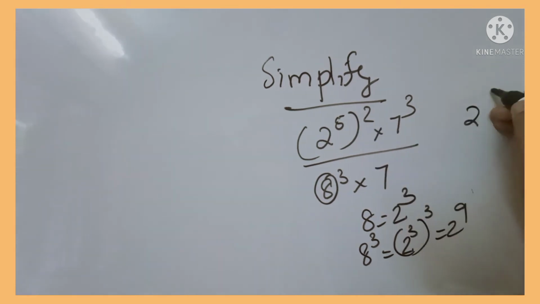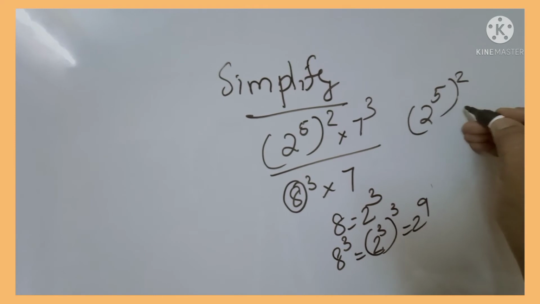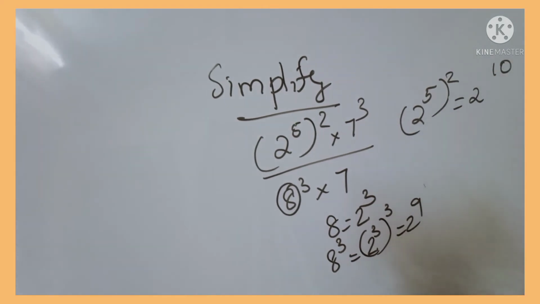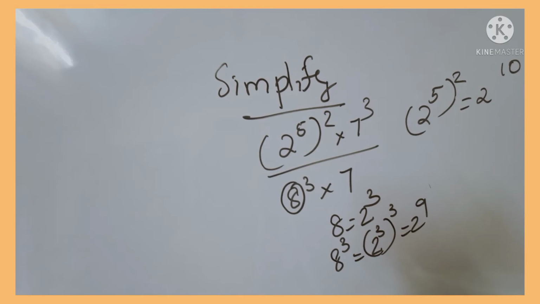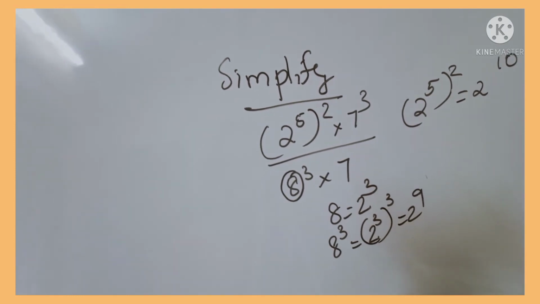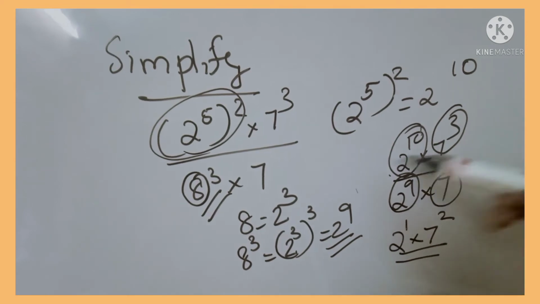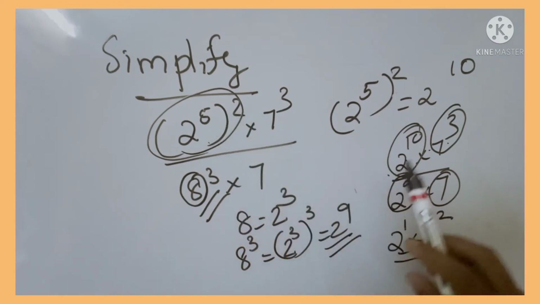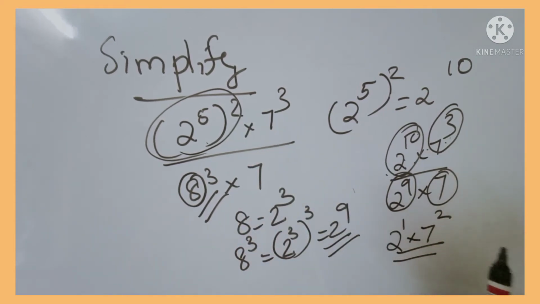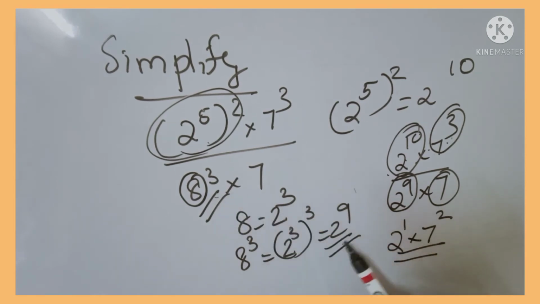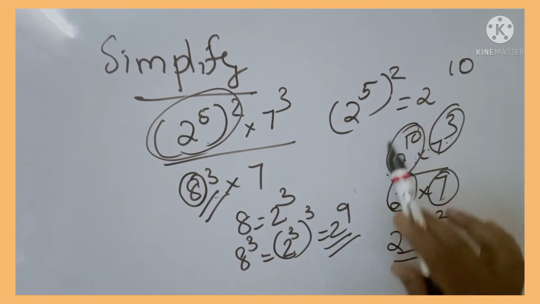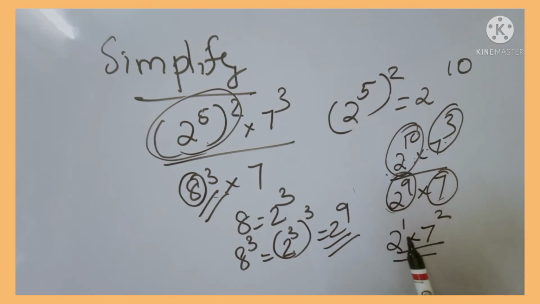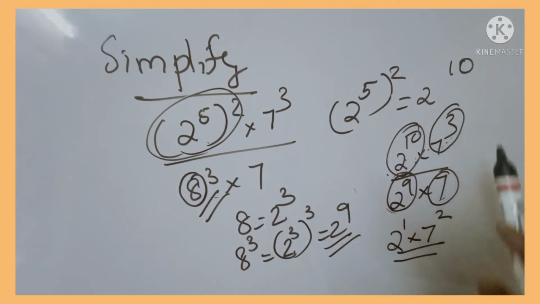Then also, what is (2 raised to 5) whole raised to 2? That is 2 raised to 10. Then let us rearrange this question. Here we can rearrange it as 2 raised to 10 into 7 raised to 3 by 2 raised to 9 into 7. Then 2 raised to 10 by 2 raised to 9 is 2 raised to 1, into 7 raised to 3 by 7 is 7 square. So 2 into 7 square.